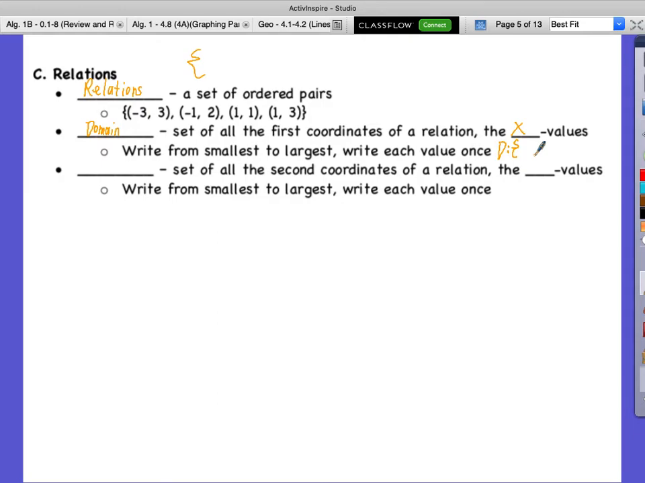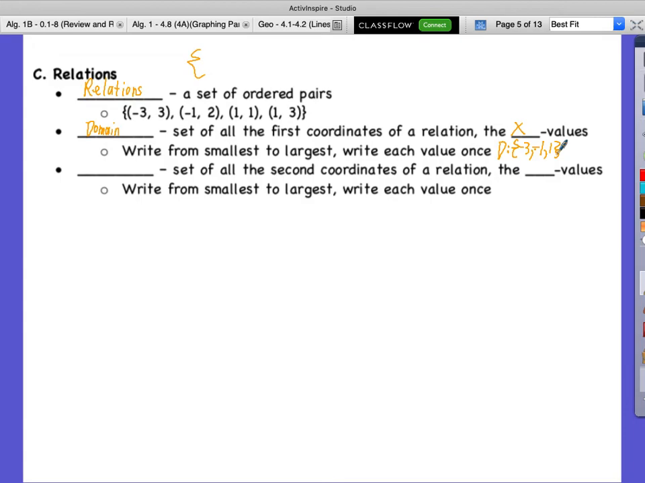So I put -3, and then what do I put next? -1 is the next x value, and then what follows that? 1. And do I have to put the second one there? No, because we write each value once. So these are our different x values: -3, -1, and 1.